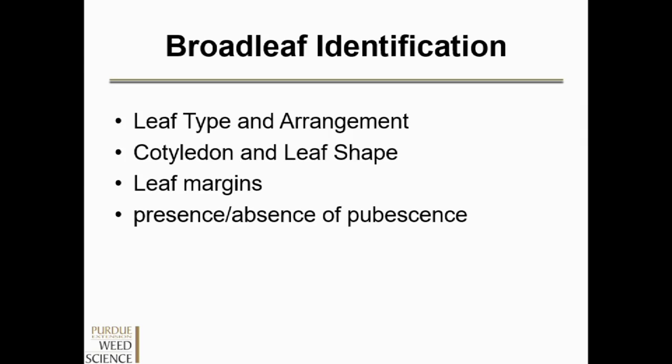So grasses tend to be some of our more difficult to control or difficult to identify weeds, just because we're really looking at that collar region or the differences in hairs on different structures. Broadleafs tend to be a little bit easier to identify because we have a wide variety of how these broadleaf plants look. Things we're looking at on a broadleaf weed are leaf type and arrangement, the cotyledon and leaf shape, leaf margins of individual leaves, and then the presence or absence of pubescent hairs on stems and leaves can be other ways to identify broadleaf plants.